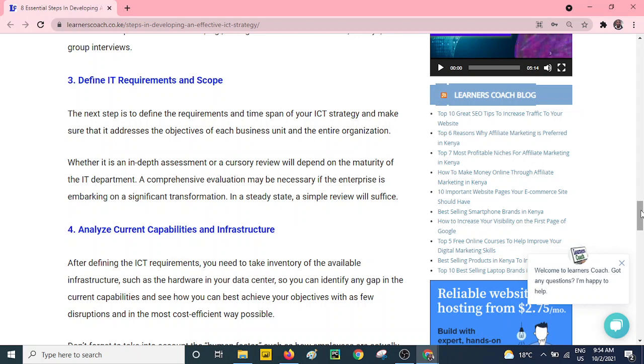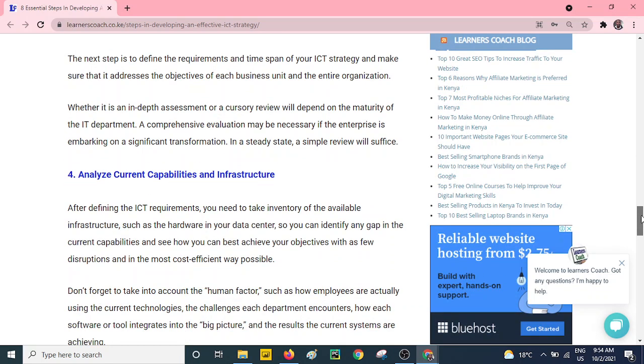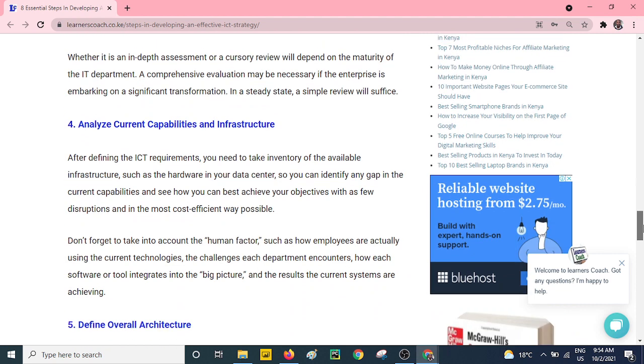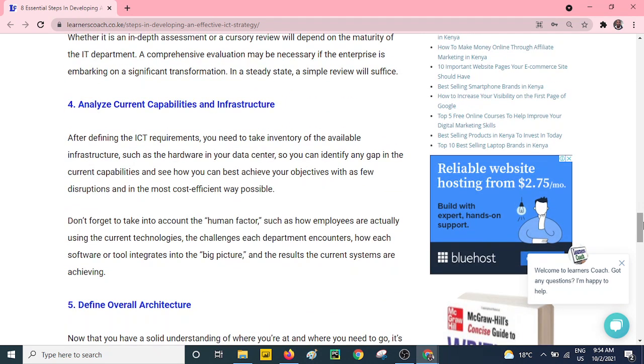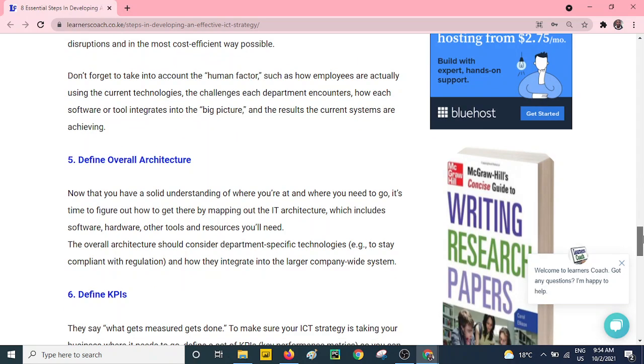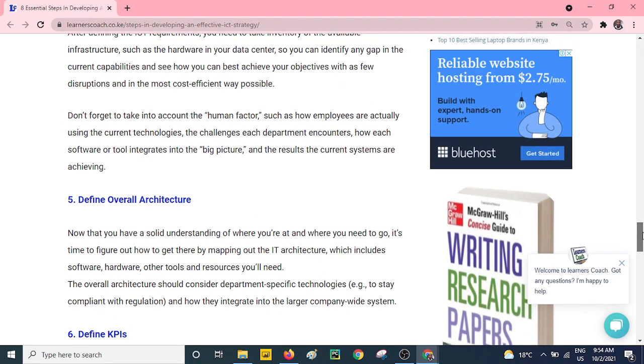The fourth step towards developing an ICT strategy is to analyze current capabilities and infrastructure. Once you have defined the various ICT requirements, you need to take inventory of the available infrastructure, such as the hardware and software, so that you can identify any gap within the current capability and see how you can best achieve your objectives with as few disruptions and in the most cost-effective way. Of course, when you're doing this, you don't need to forget the human factor. You need to understand the challenges that they're currently facing.